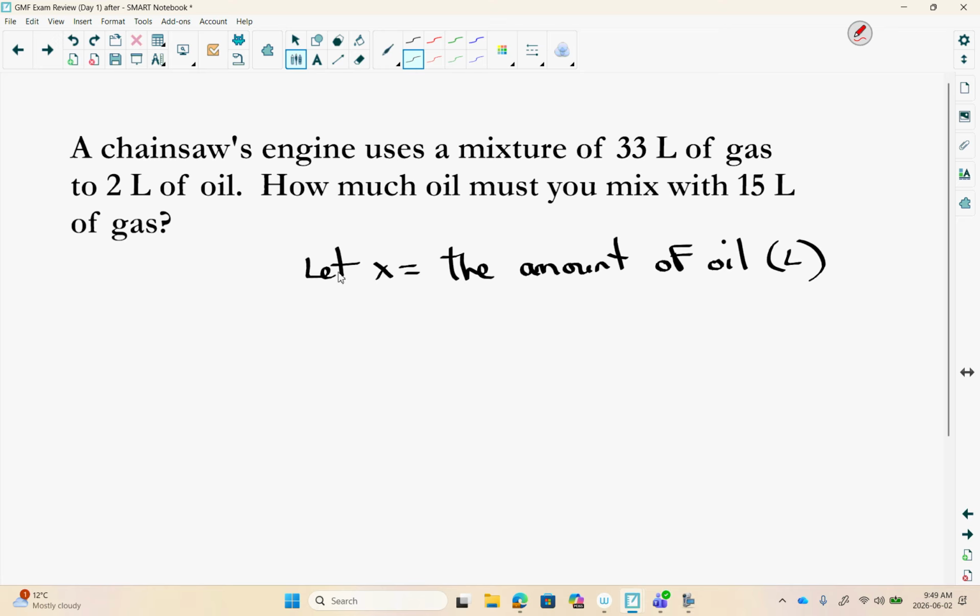And while I'm at it, I must set up my ratio or my rate. In this case, it's a ratio because we're comparing liters of oil to liters of gas. Now, it really doesn't matter how you set it up. If you go gas over oil, that's great. That's probably what I would do because it says gas first, oil second. So I am going to write 33 liters of gas on top of 2 liters of oil. That would equal how much oil must you mix with 15 liters of gas? Where do I put the 15 on this side? In the top or the bottom?